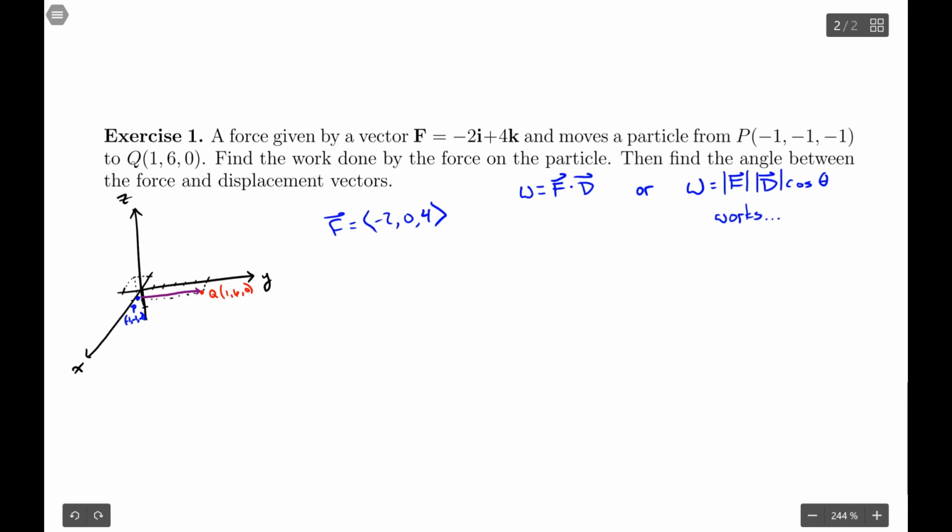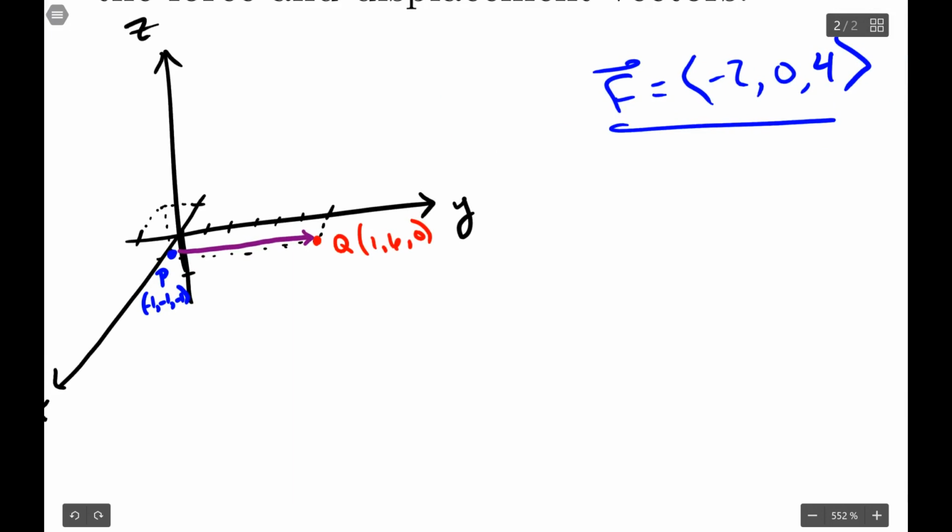but it's not great. On the other hand, we have an expression for the component form of force, and we have enough that we can get the component form of our displacement vector. If d is the displacement from P to Q, then d is going to have components. The first component of Q minus the first component of P, so it's going to be 1 minus negative 1, which is 2. The second component of Q minus the second component of P, so 6 minus negative 1 is 7. And the last component of Q minus the last component of P, 0 minus negative 1, that's 1.